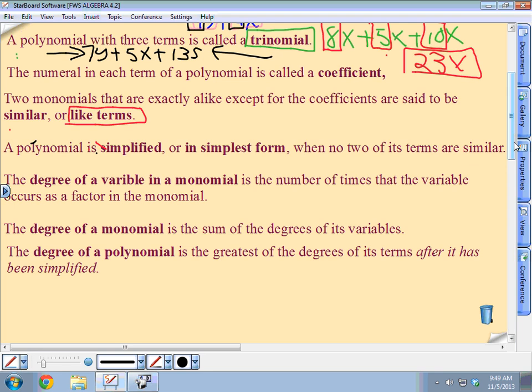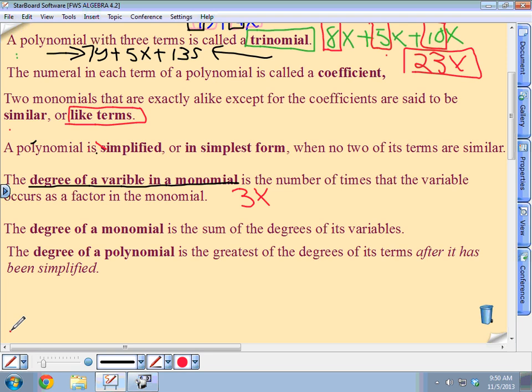Okay? The degree of a variable in a monomial. All right, the degree. And I think I talked a little bit about this yesterday as well. But the degree is the number of times that the variable occurs as a factor in the monomial. So give me a monomial. 3x. Okay. Now, the degree of the variable in the monomial 3x is the number of times that the variable occurs as a factor in the monomial. So what would my degree be, Katie, of 3x?